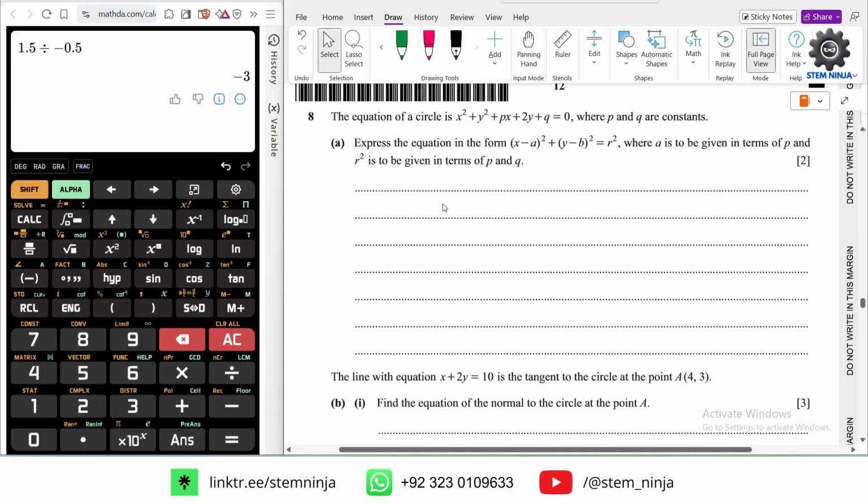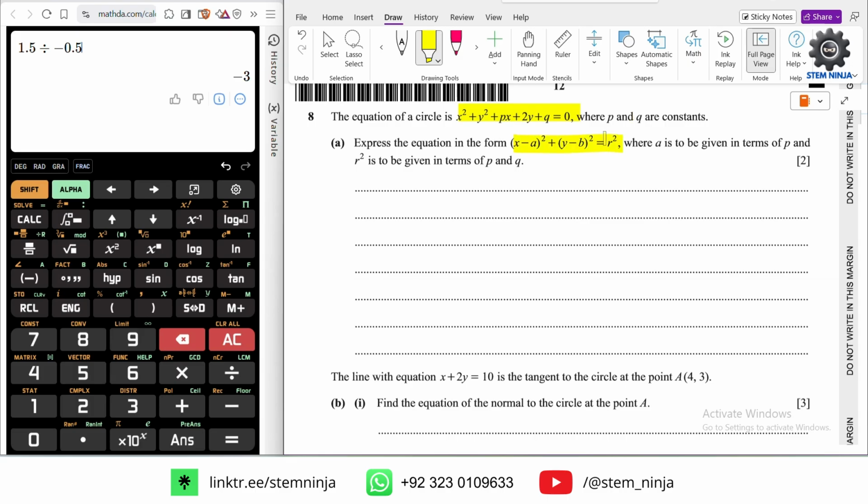Question number 8. The equation of a circle is written as this, where P and Q are constants. Express the equation in the form this. That means we need to complete the squares for these things. So first off, we do x squared plus px plus y squared plus 2y, and q goes on the other side.